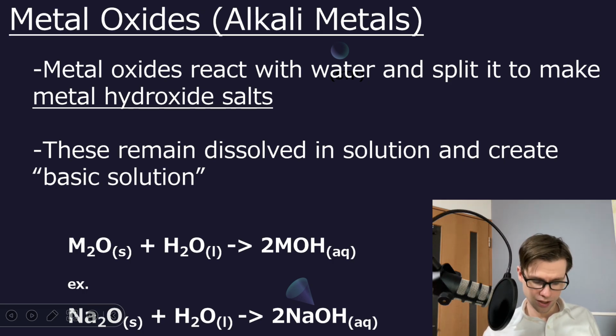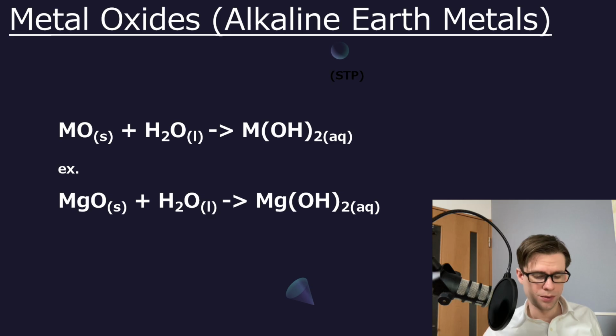So we're going to have metal ions along with hydroxide ions making a basic solution. Okay, metal oxides with alkaline earth metals. So now looking at group 2, also highly metallic, but slightly different equations here. MO solid, where M is an alkaline earth metal, plus H2O liquid goes to M(OH)2.